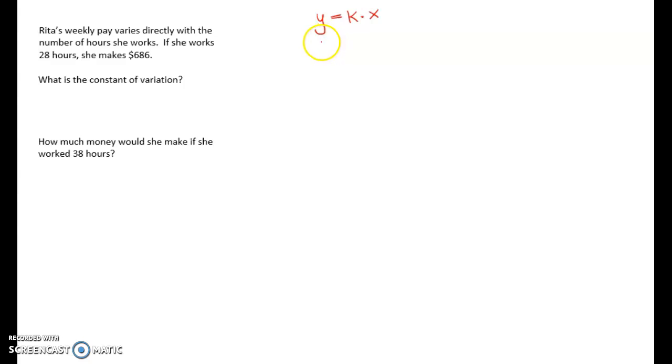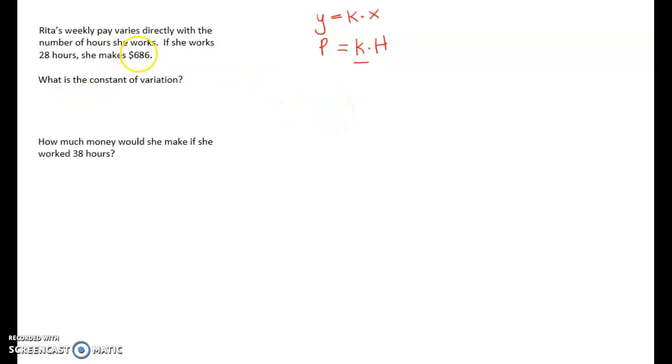And so if the pay varies directly with the number of hours she works, I'm going to use H and P, pay and hours. So if she works 28 hours, she makes $686. Well, first we need to find the constant of variation. So basically what that means is we're looking for K, right?